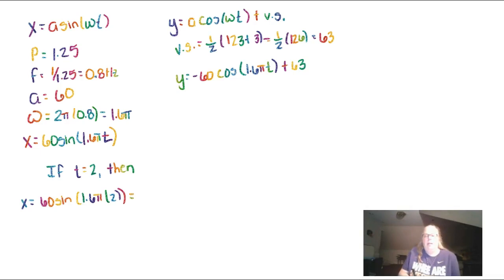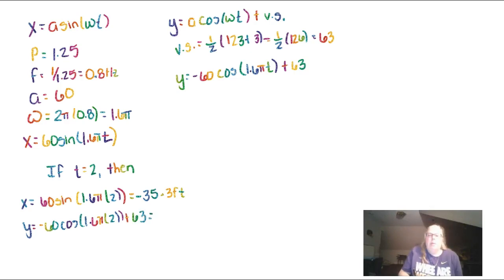Now when we put that into our handy dandy calculator, and I did that just a second ago, it gave me negative 35.3 feet. And then the y-coordinate will be negative 60 times the cosine of 1.6 times pi times 2 plus 63, and that gives me 111.5 feet, okay?